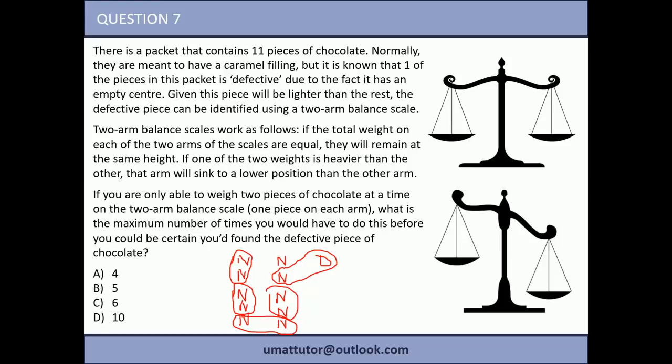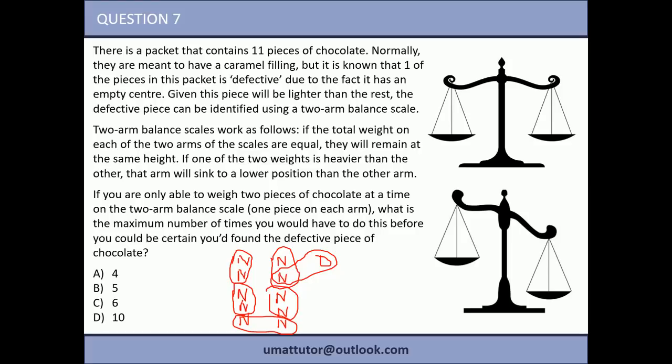The other possibility is that we measure 2 normal ones again, in which case the scales would be normal, or equal rather. In that case though, you'd still know which one is defective because you would have just the 1 remaining piece of chocolate, and the 10 that you had measured before would have all been normal.